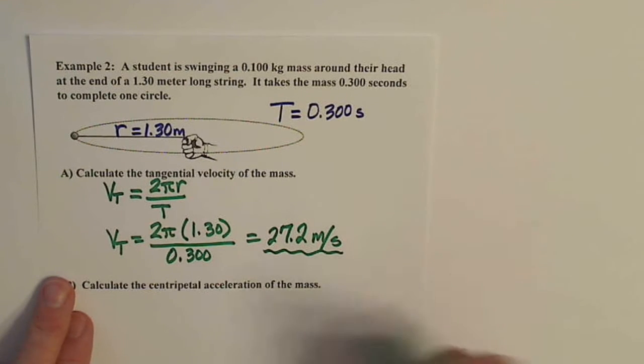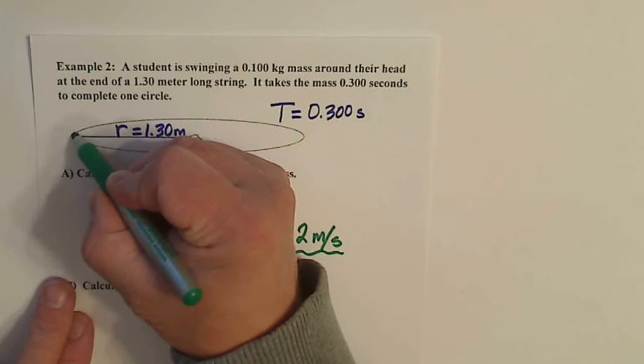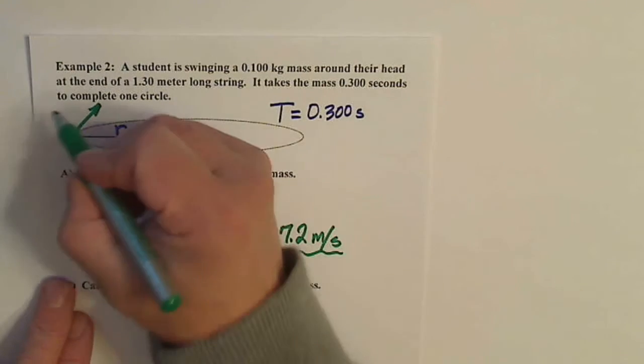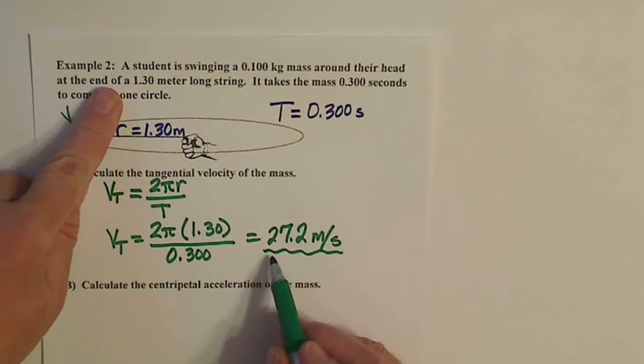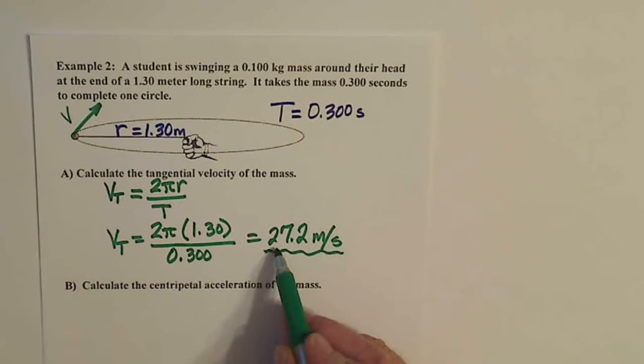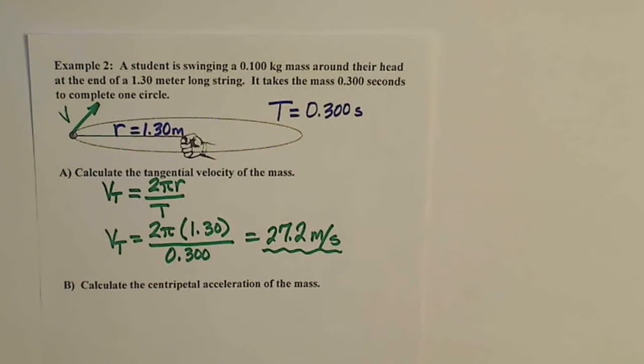In other words, if that string were to suddenly break, then this object is going to take off at a tangent, and its velocity going off in that new direction, obeying Newton's first law, is going to be 27.2 meters per second.